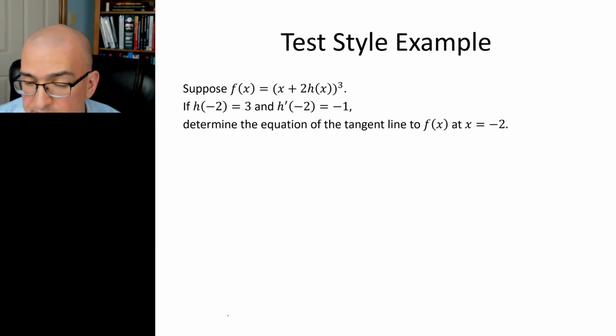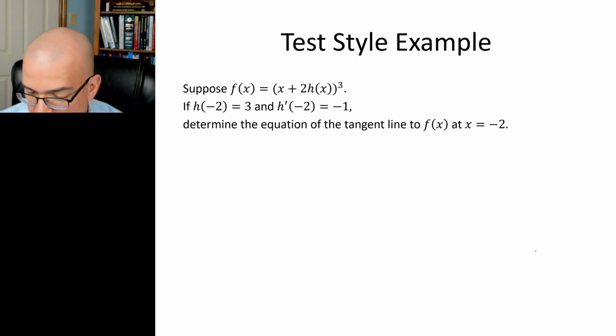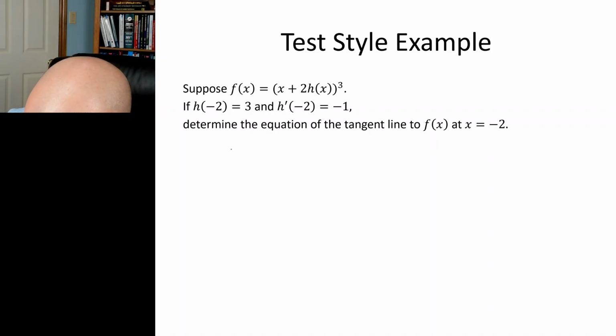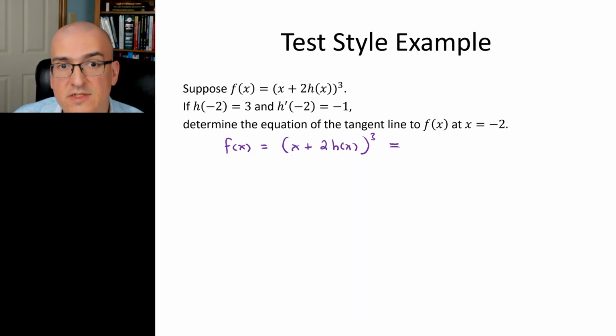Okay, and one more, I think. Oh, two more. Suppose now that we have a function f of x that's equal to x plus 2 times h of x all raised to the power of 3. We want to find the equation of a tangent line to this function at x equals negative 2, given some information about h of x. So I'm going to rewrite the question. And then recognize that this is a chain rule problem. To take the derivative of this, I'm just going to replace everything in the brackets with a w. So I have w to the power of 3.